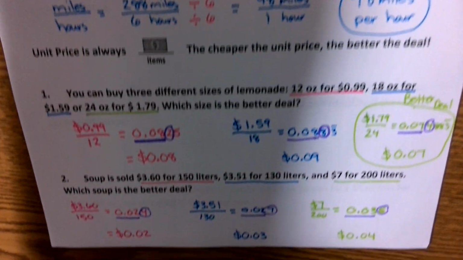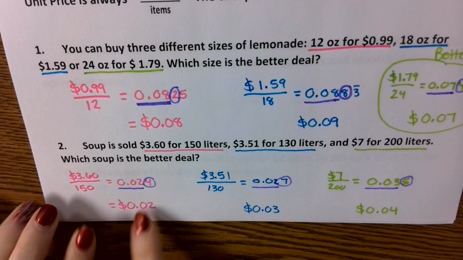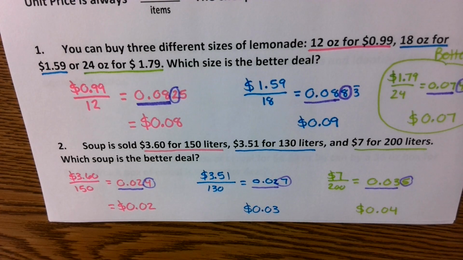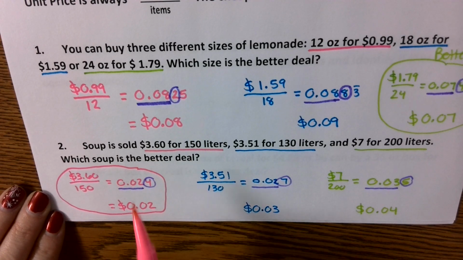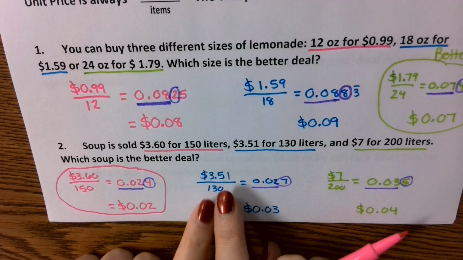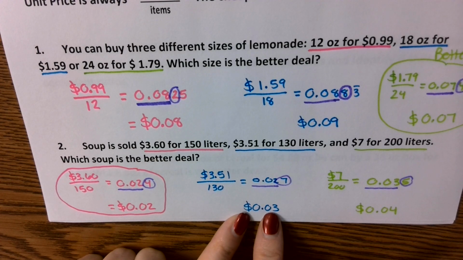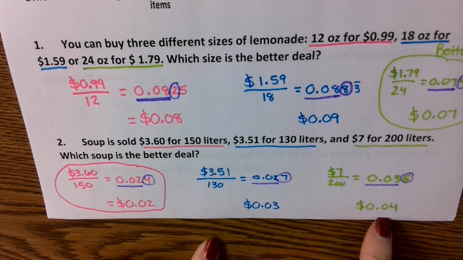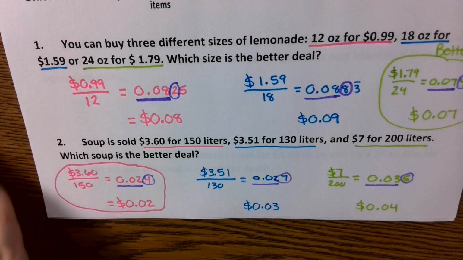All right, so if we're taking a look here, the better deal is going to wind up being the cheaper soup, or the smaller soup, the 150 liters. If we do $3.60 and divide it by 150, it comes out to about 2 cents per liter. When we do $3.51 divided by 130, it comes out to about 3 cents per liter. And when we take $7 and divide it by 200, it comes out to about 4 cents per liter. So the better deal is going to wind up being the very first soup.